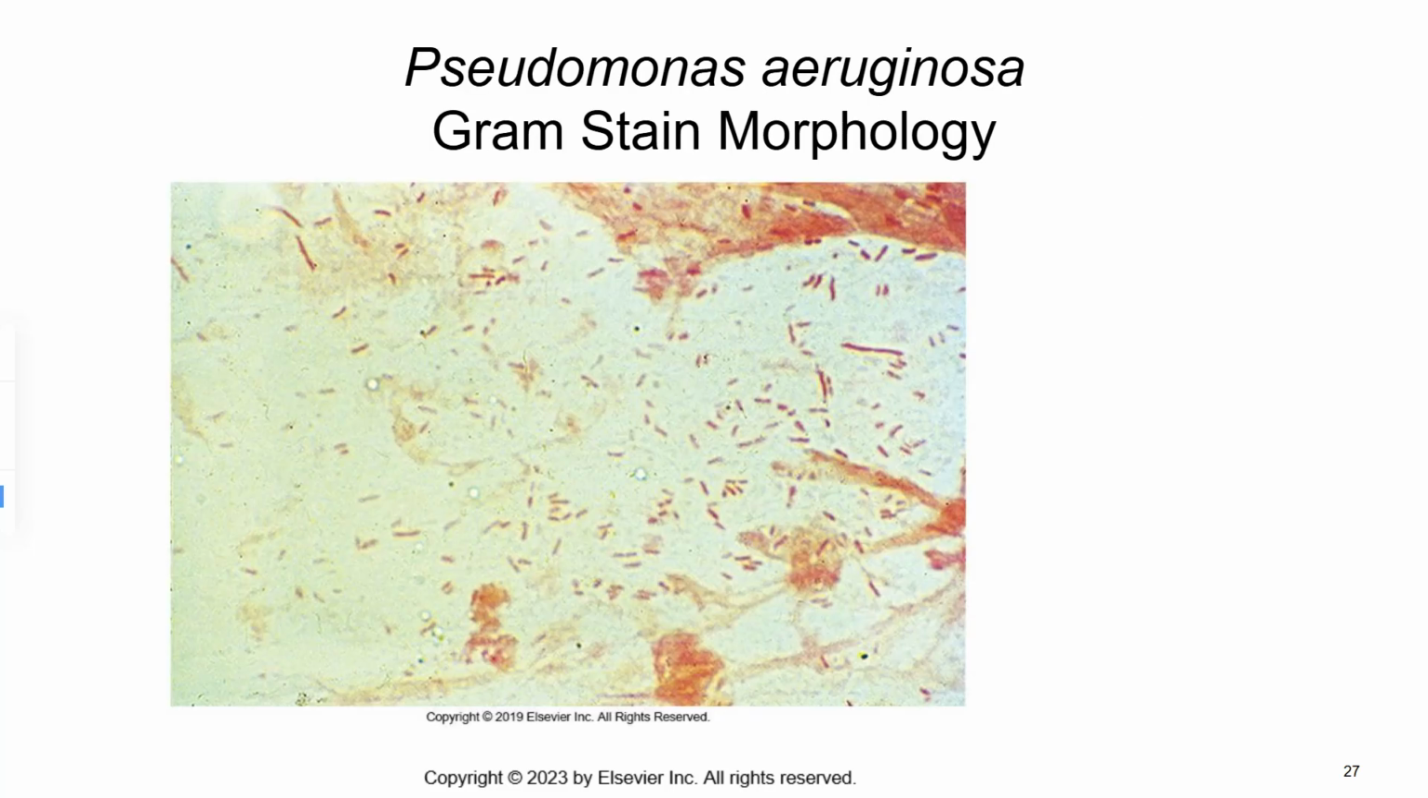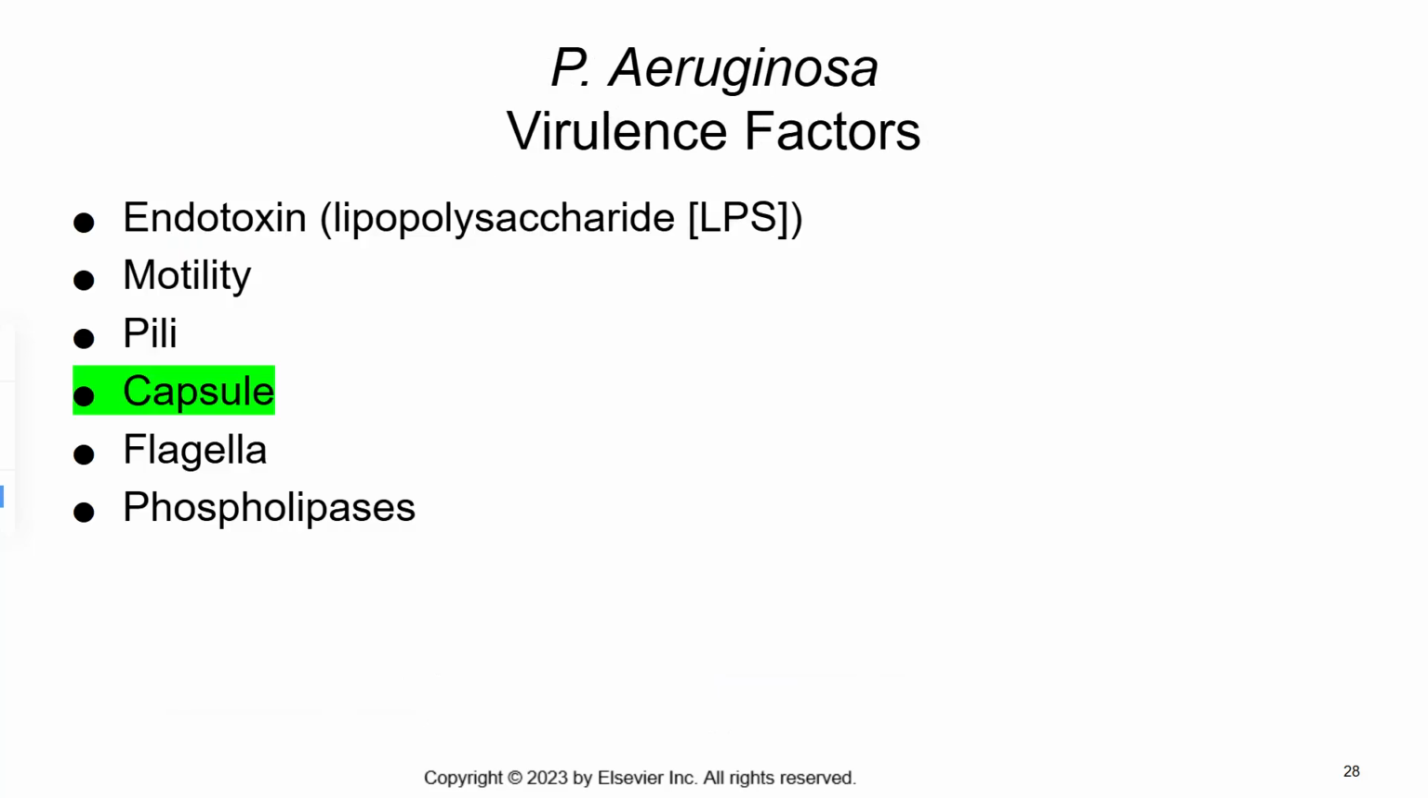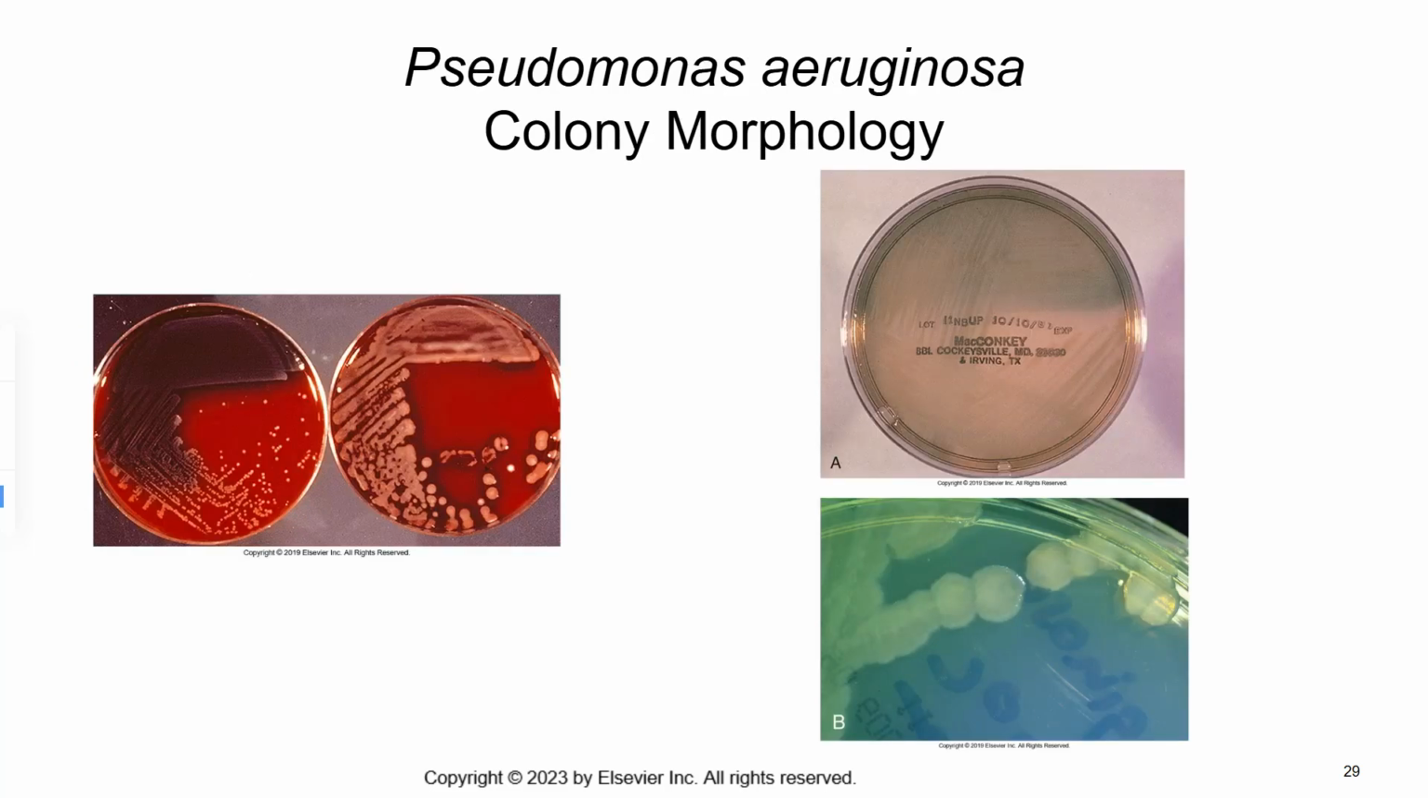So this is what it looks like on gram stain. And some virulence factors, as I mentioned, the capsule is significant. Here's what it looks like on a plate. A lot of times you'll see this greenish color if you incubate it on a regular TSA plate or a nutrient agar type plate.